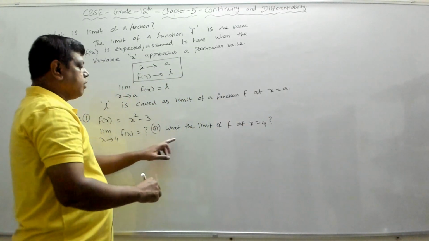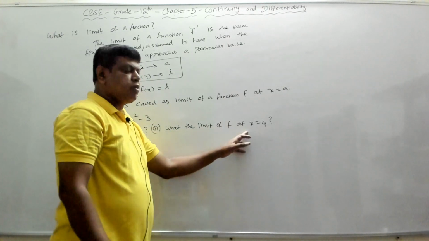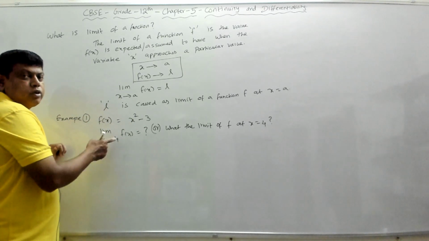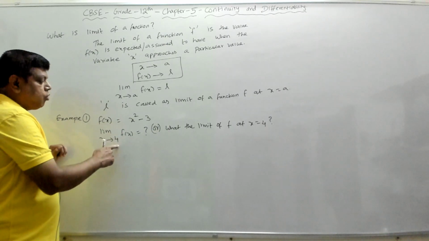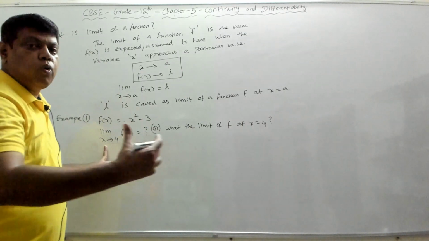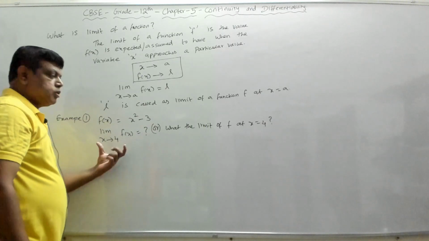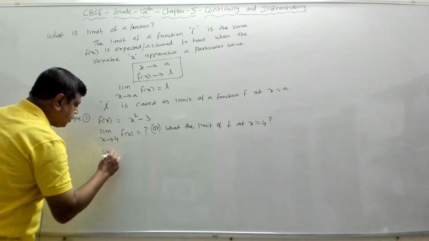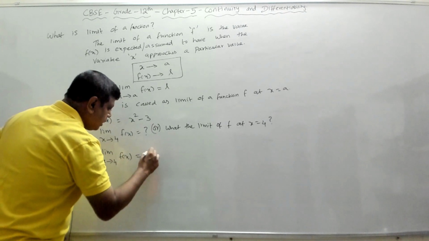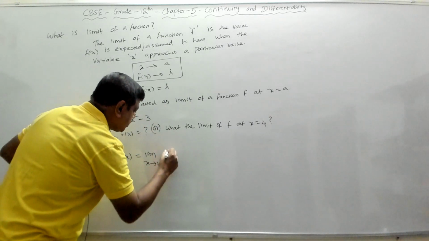What is the limit of f at x equal to 4? Meaning they are asking: as x approaches 4, where does f of x go, or what value does f of x approach? We have to find it. To find this, we write the limit as x goes to 4 of f of x, which is equal to the limit as x goes to 4 of x square minus 3. Let's substitute that function, x square minus 3.